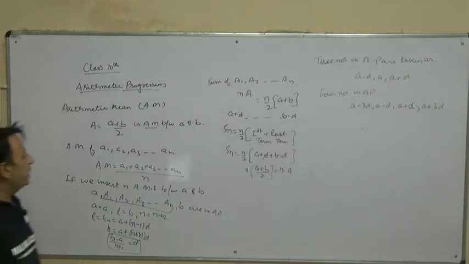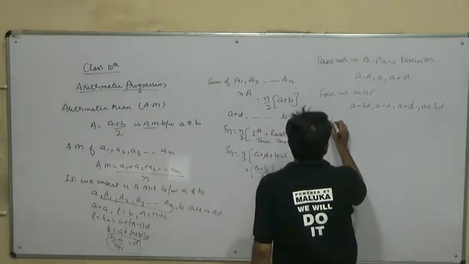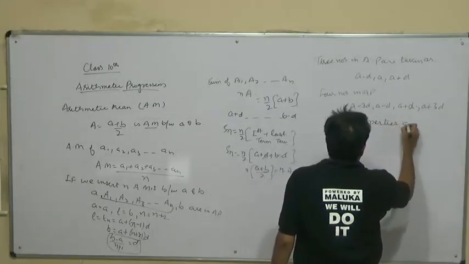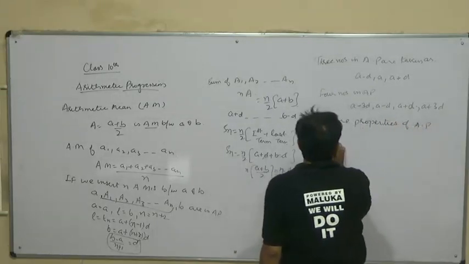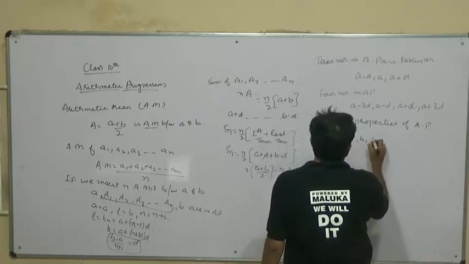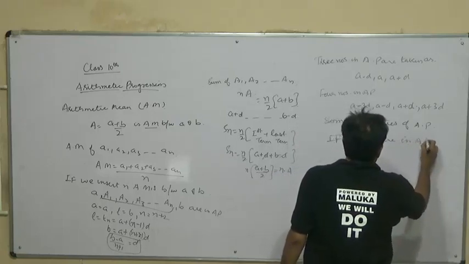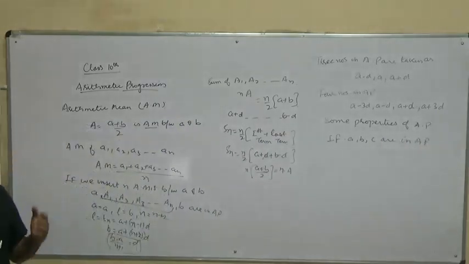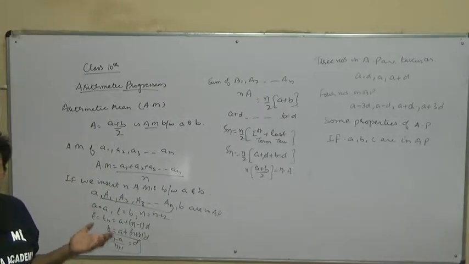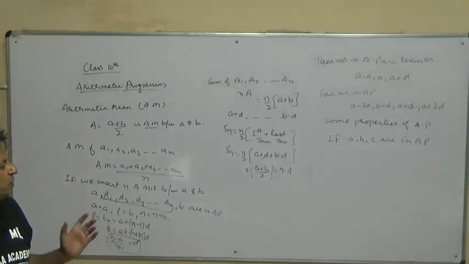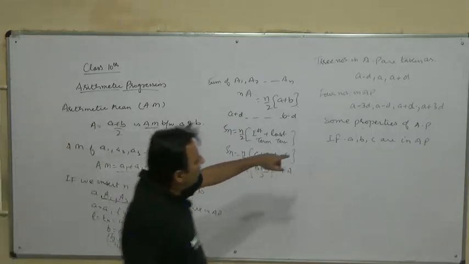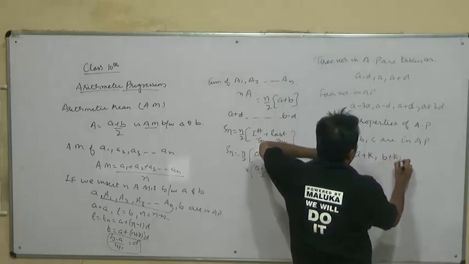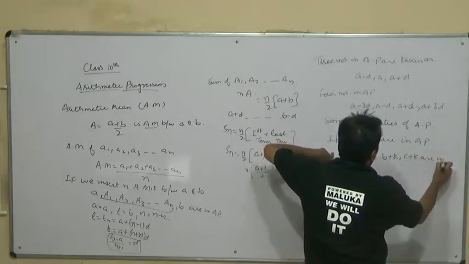Then some properties of AP. If A, B, C are in AP, then we can add any constant number to it, subtract, multiply or divide by a constant number, and the resulting sequence will be in AP. For example, if A, B, C are in AP, then A plus K, B plus K, C plus K are in AP.